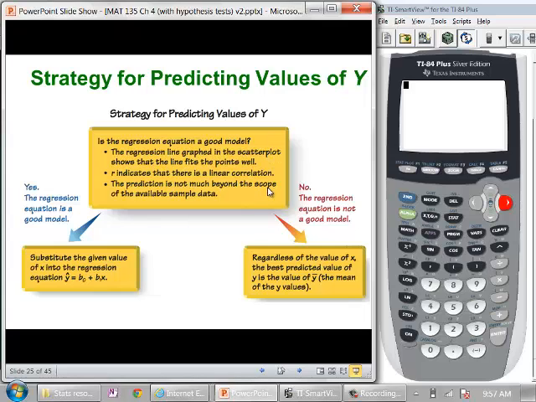If these things aren't true, then we say the regression equation is not a good model. Then we just use the average of the y values as our best predicted value of y.